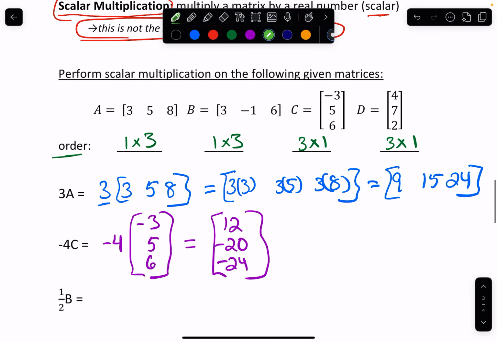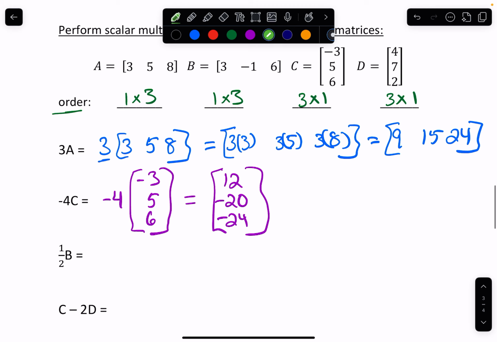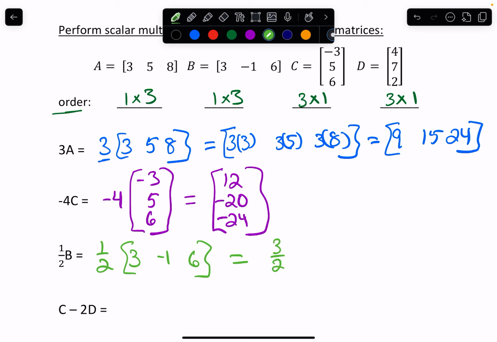Okay, next one is going to be half times B. So our matrix B is 3, -1, and 6. We're going to multiply each of these elements by a half. So we get 3 over 2, -half, and 3.